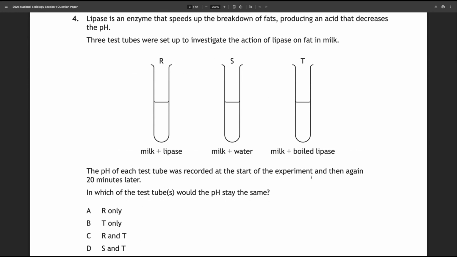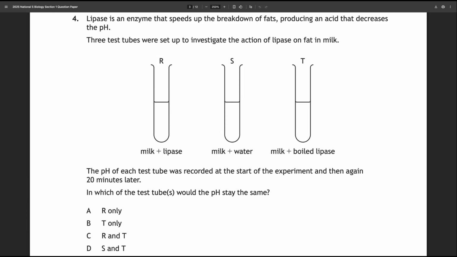Question 4. Lipase is an enzyme that speeds up the breakdown of fats, producing an acid that decreases the pH. 3 test tubes were set up to investigate the action of lipase on fat and milk. So we get test tube R, which is milk and lipase, test tube S, which is milk and water, and test tube T, which is milk and boiled lipase. Note the boiled. The pH of each test tube was recorded at the start of the experiment, and then again 20 minutes later. In which of the following test tube or tubes would the pH stay the same?